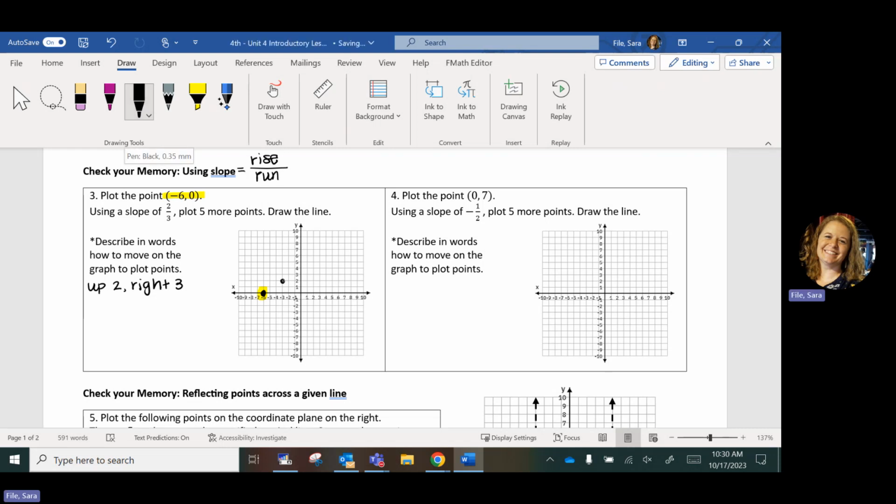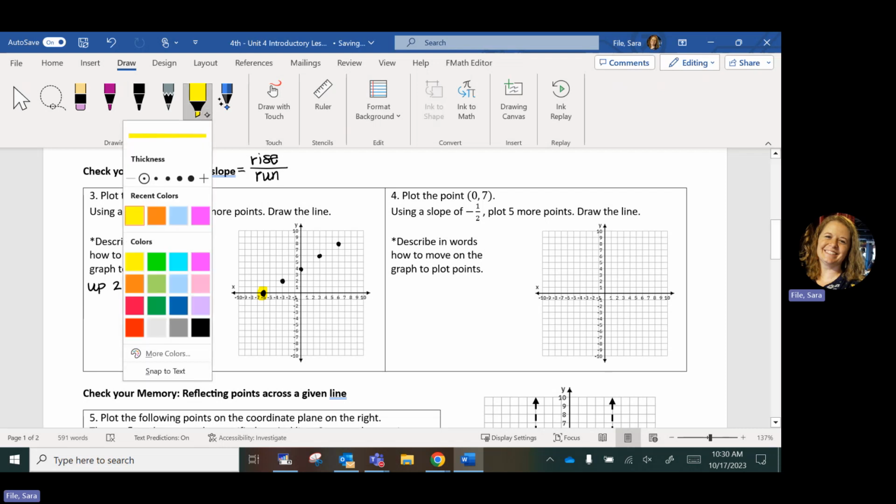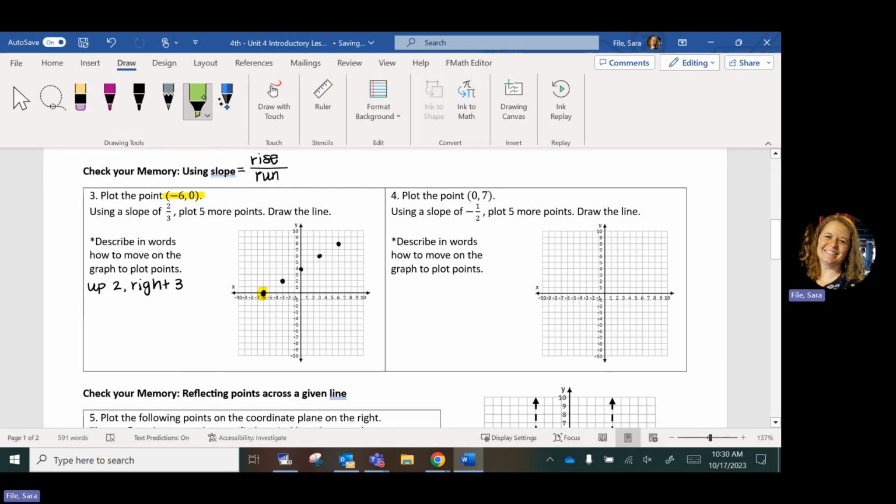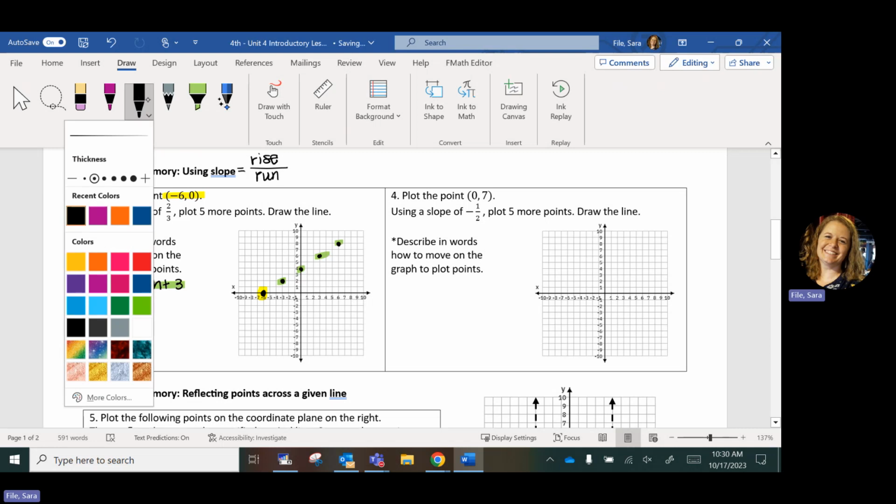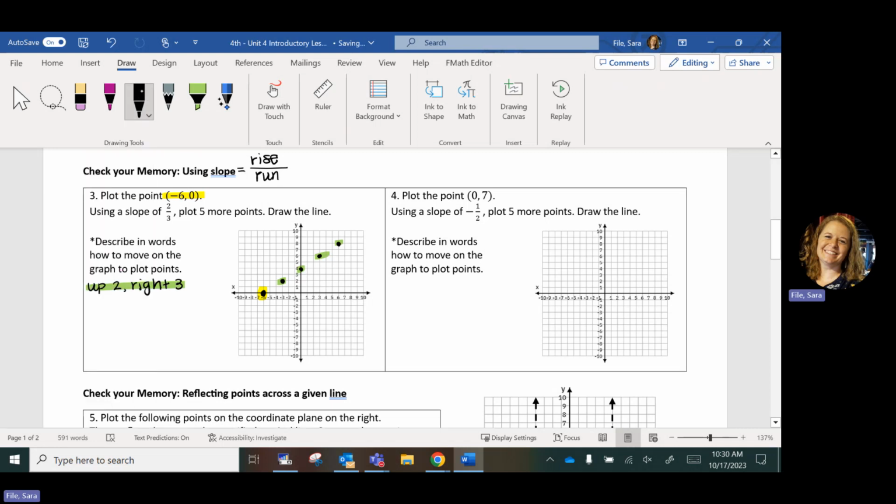And then I could do it again, right? And again. And again. Now I could keep doing that. So I used this process, up 2, right 3, to get each of these additional points. But what's something else I could have done instead? I could do it again to get my 5th point, but I want to make sure we understand that we can go in the opposite direction. How would I do that?